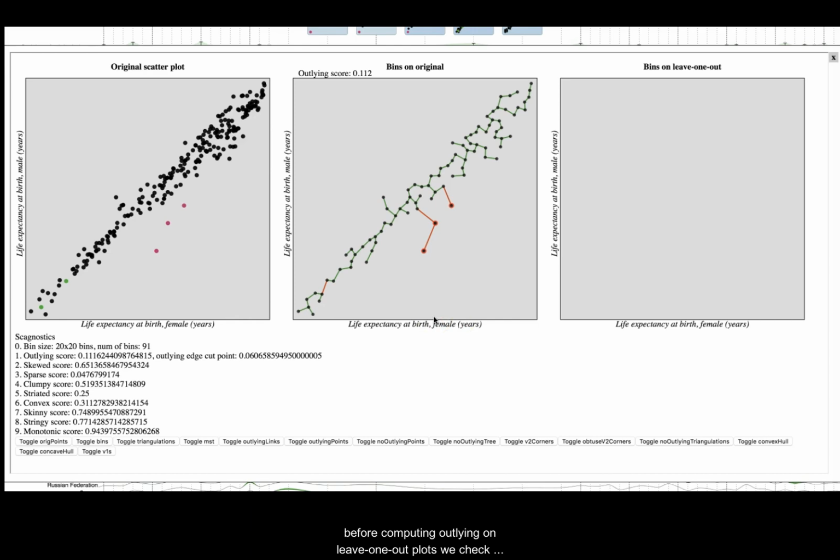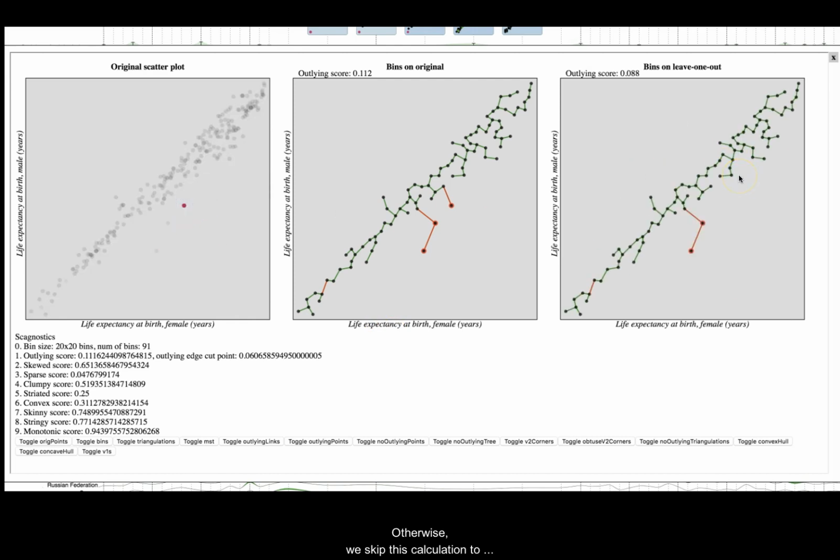Moreover, before computing outlying on leave-one-out plots, we check if the removed point is in a singleton cluster or not. If yes, we perform an outlying computation. Otherwise, we skip this calculation to minimize the computation time significantly.